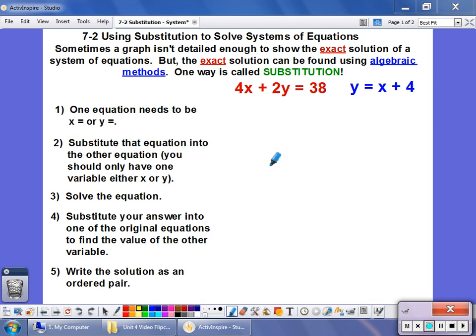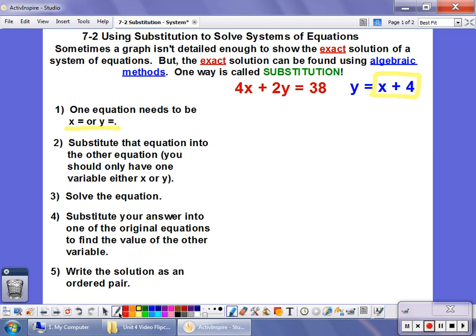Sometimes a graph isn't detailed enough to give us an exact solution to a system of equations, but exact solutions can be found using something called substitution. The idea behind substitution is that you're going to take one of your equations and substitute it into the other equation. In order for this to happen, you need to have one of your equations set up as either an x equals or a y equals equation.